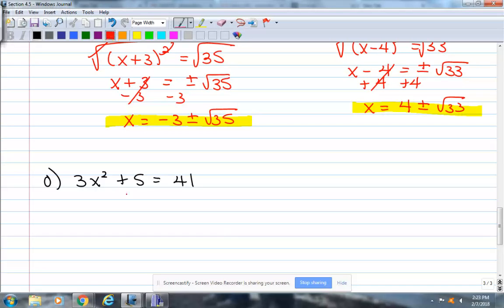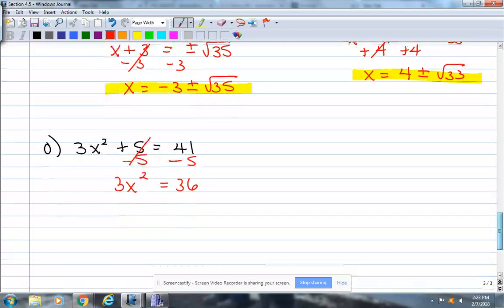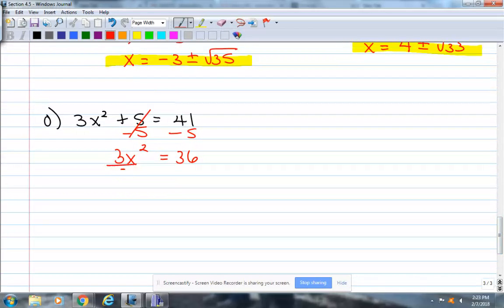Minus 5 on both sides. Good. 3x^2 equals what? 36. Then what do I do? Divide by 3 on both sides. Yeah. If you don't have parentheses, you want to get your x squared by itself first. So x squared equals what? 12. And then what do you do to get rid of the square? Square root. That cancels. Does radical 12 simplify? Don't forget your plus and minus.